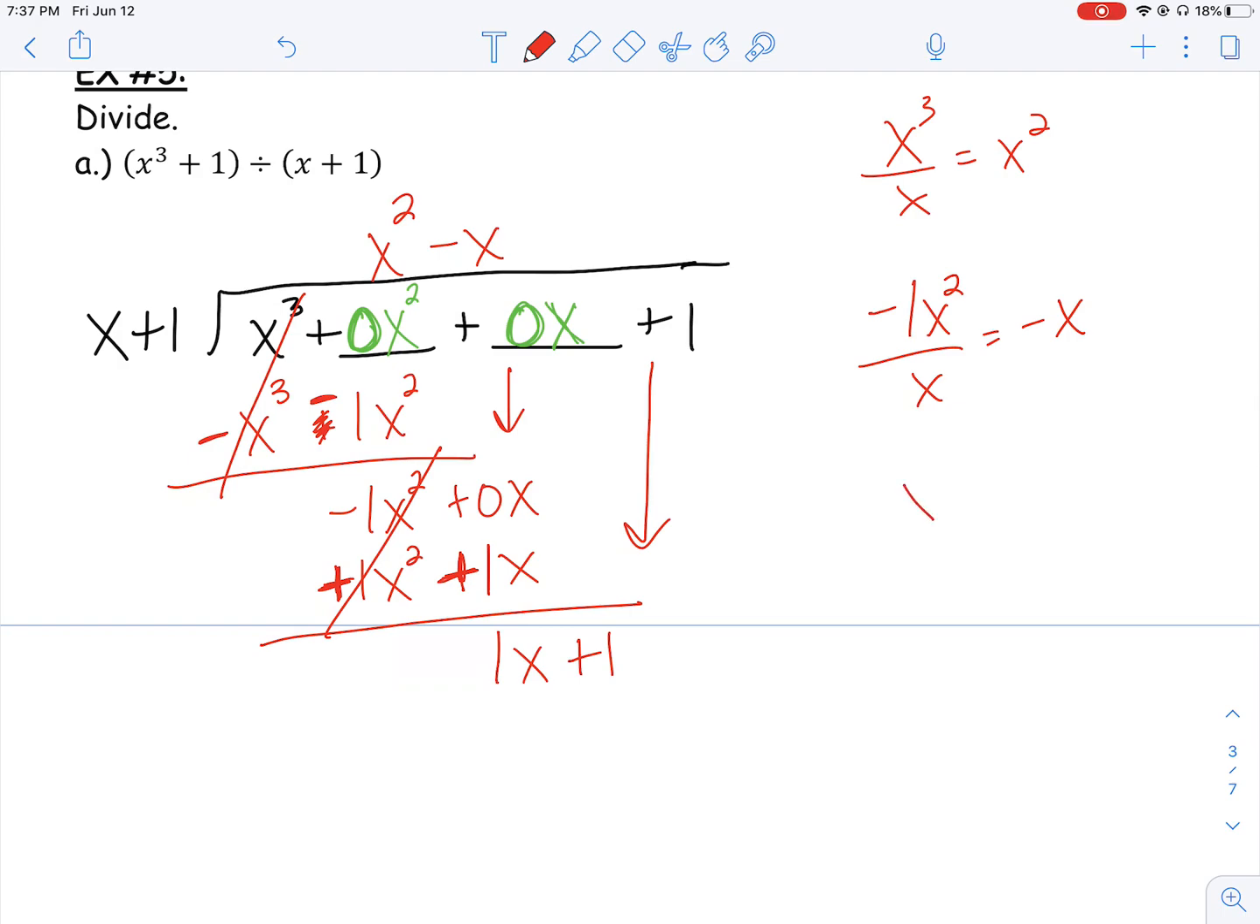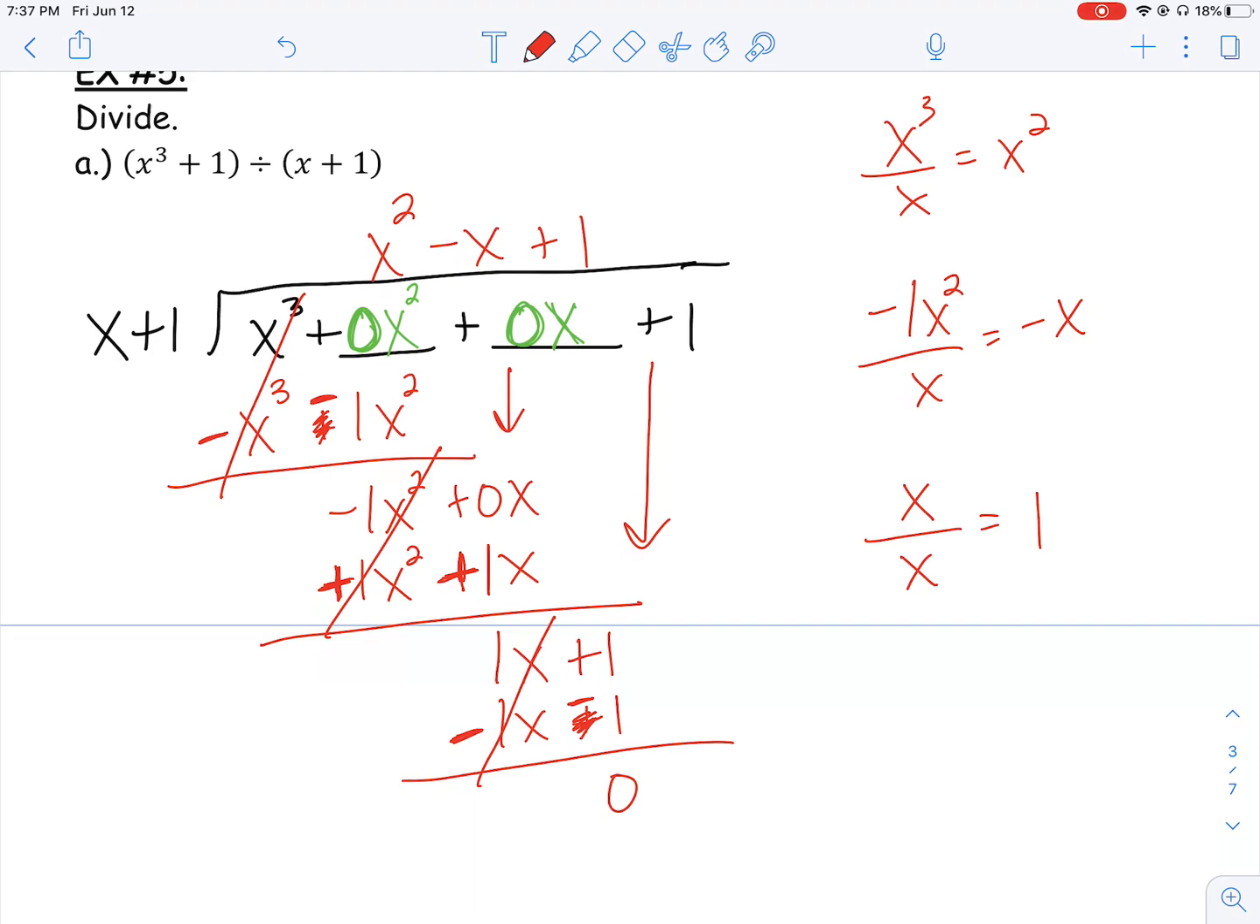Here we go. I have 1x divided by x, which is just 1, isn't it? All right, positive 1. 1 times x is 1x. 1 times 1 is 1. I'm going to draw my line. I'm going to subtract or change my signs. Oh, look what happens. I've got a 1x minus 1x, which cancel. And then I have a 1 minus 1, which also cancel. That leaves me with 0.